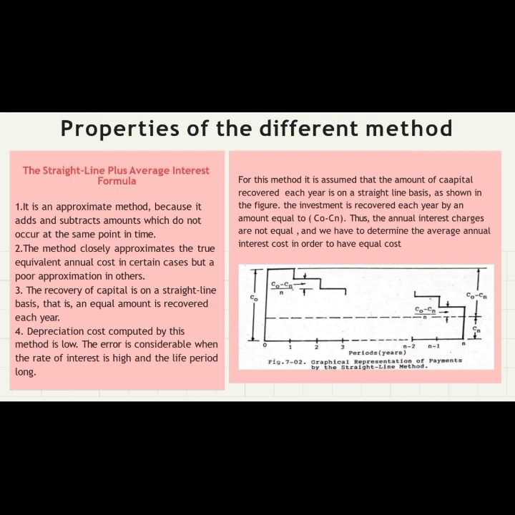So for this method, it is assumed that the amount of the capital recovered each year is on a straight line basis. So ato makita sa ato graphical presentation payments by the straight line method. So dala makita na to. So the investment is recovered each year by the amount equal to C sub O, which is our original or first cost of property, minus C sub N, or our book value at the end of the life.